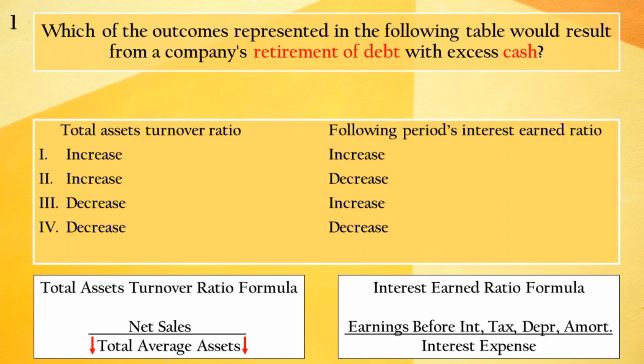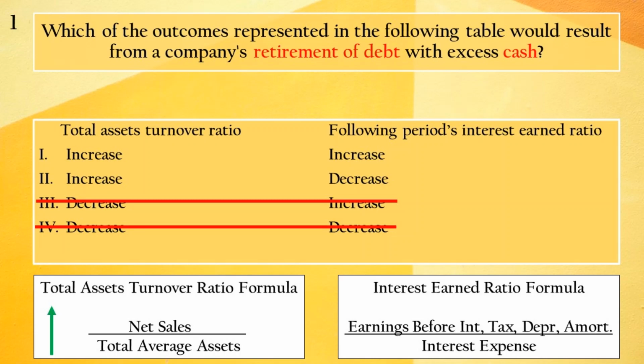So that means that the denominator of the equation will actually go down, and that means that the assets turnover ratio will increase. So we can eliminate C or D, so it has to be either A or B now. So now we look at the following period's interest earned ratio. So a reduced debt level should cause a reduction in annual interest payments paid on debt. So this means that the times interest earned ratio should also increase.